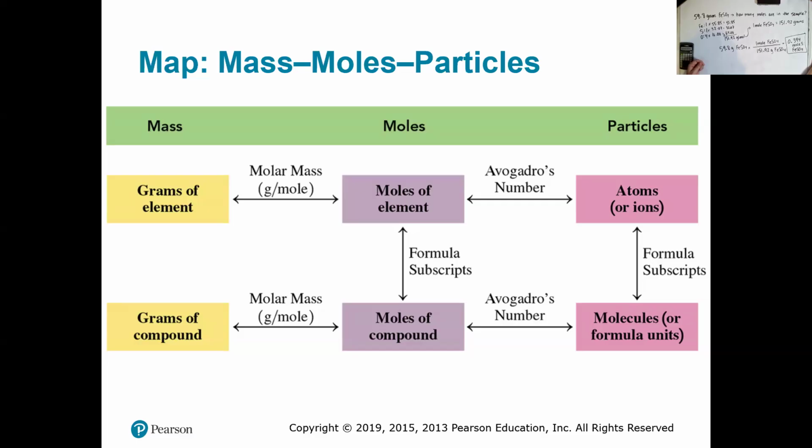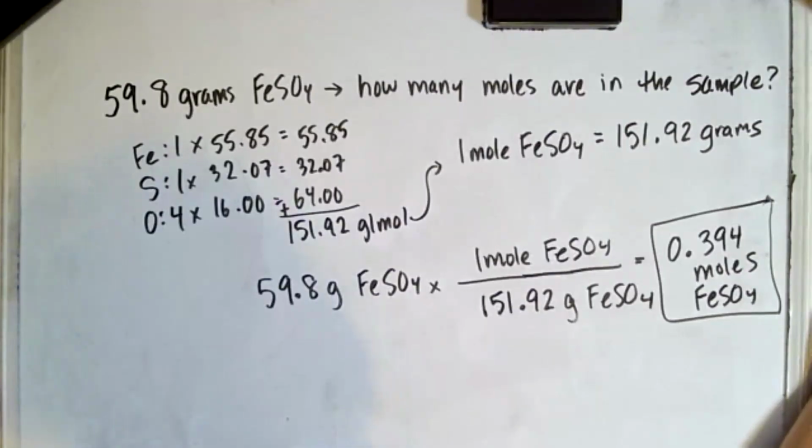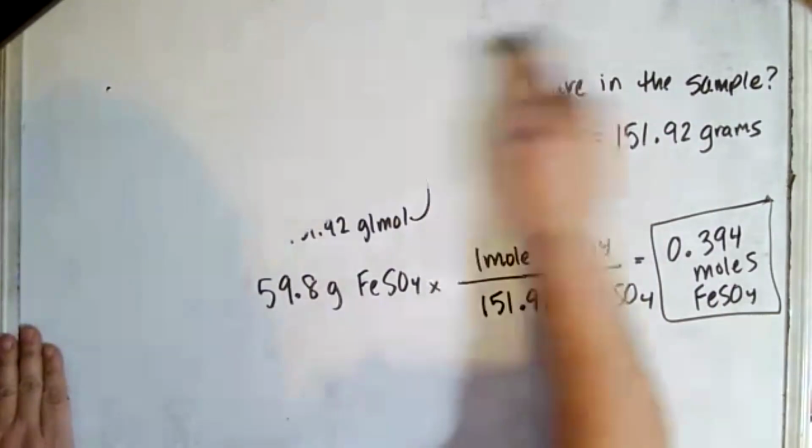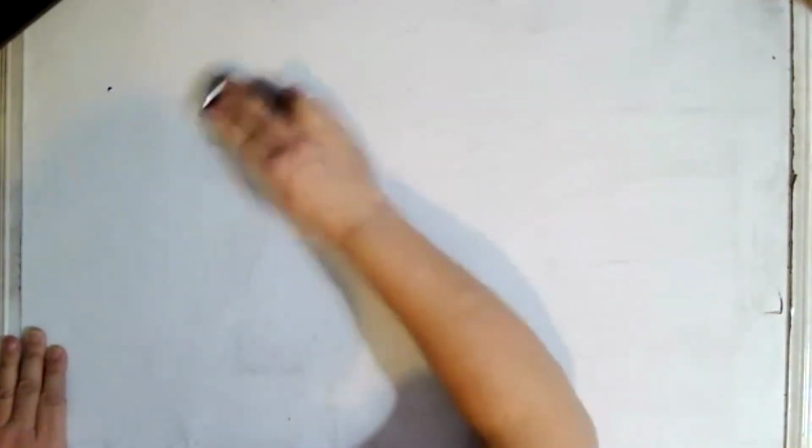Let's try one more problem. I'm going to make it up right now, so it's not in the notes, but it'll be a problem where we're given a particular mass value of a compound, and we'll figure out how many atoms of an element are in that compound.